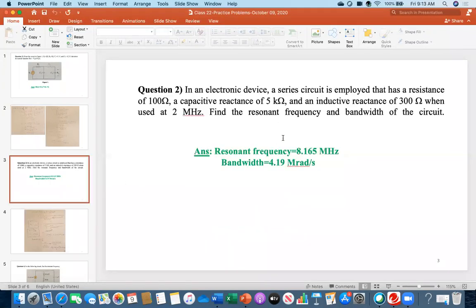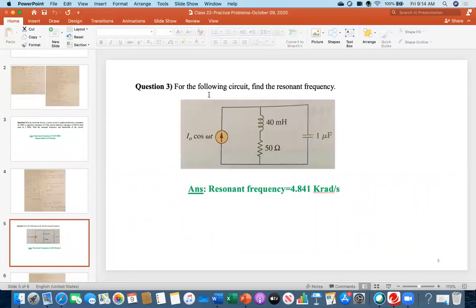And then this is from the filter chapter or resonance chapter. In an electronic device, a series circuit is employed that has a resistance of 100 ohm, a capacitive reactance of 5 kilo ohm, and an inductive reactance of 300 ohm. When used at 2 megahertz, find the resonant frequency and bandwidth of the circuit. Again, the resonant frequency and then bandwidth, those values are given. And then the third problem is, for the following circuit, find the resonant frequency. This should be the answer.